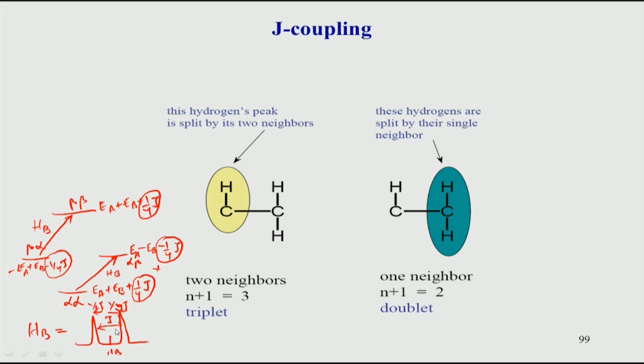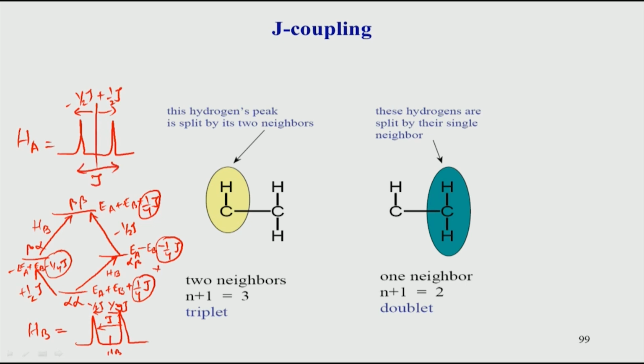The same situation will happen for A. In the case of A, your peak will now not be one single peak, it will get split into 2 because of this transition here. Now, it has got minus 1 by 2 J this side, and here it is plus 1 by 2 J this side. So, compared to the earlier scenario, it gets split into 2, one goes to minus 1 by 2 J this side, another goes to plus 1 by 2 J this side, and the total difference becomes J. So, H A has got split into 2, H B also has got split into 2.